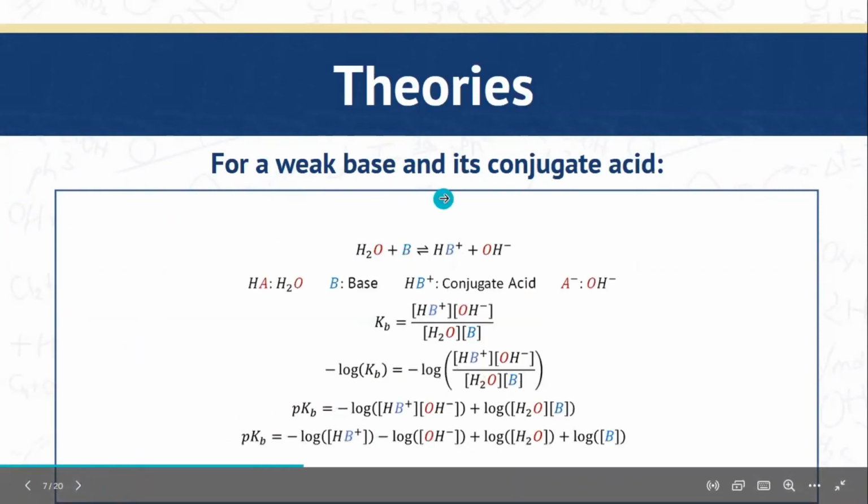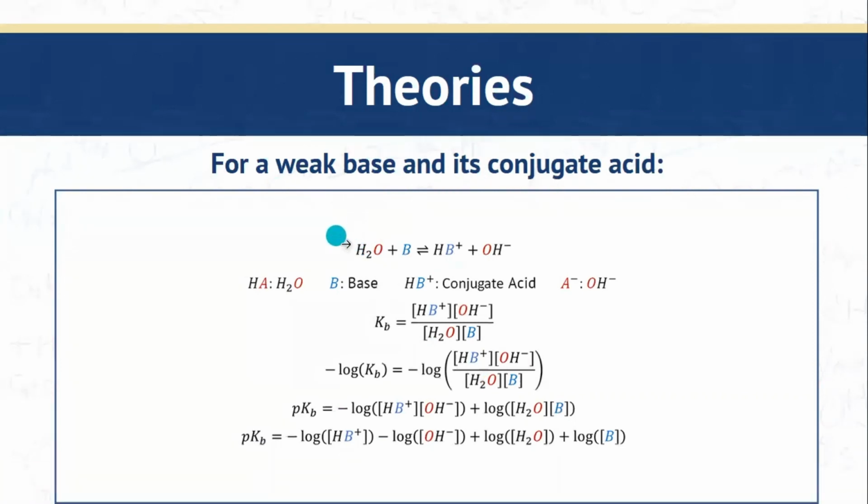In this case, for a weak base and its conjugate acid, H2O reacts with the base B reversibly to form the products, the conjugate acid HB plus the hydroxide OH. By the Bronsted-Lowry definition, HA, the water here, gives up a proton to the base B, in turn, to form its conjugate base, the hydroxide.